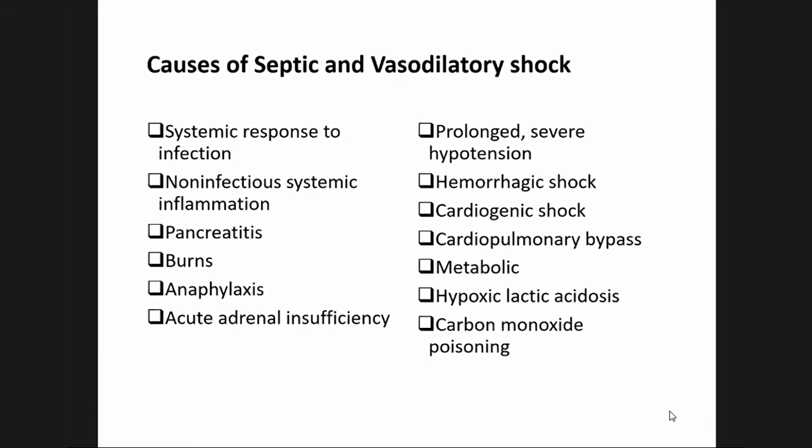Causes of septic shock and vasodilatory shock. We have systemic response to infection, non-infectious systemic inflammation, pancreatitis, burns, anaphylaxis, acute adrenal insufficiency, prolonged severe hypotension, hemorrhagic shock, cardiogenic shock, cardiopulmonary bypass, metabolic and hypoxic lactic acidosis, and carbon monoxide poisoning.